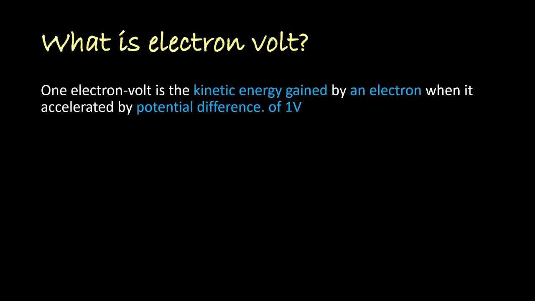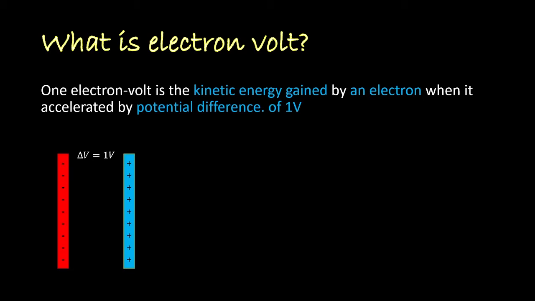So 1 eV is actually the electron that moves between plates with a potential difference of 1 volt, an electron moving from the negative plate to the positive plate. So how much is 1 eV equivalent to? 1 eV is equivalent to how many joules?